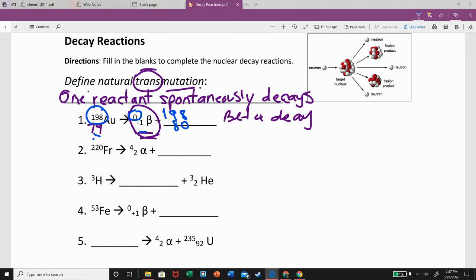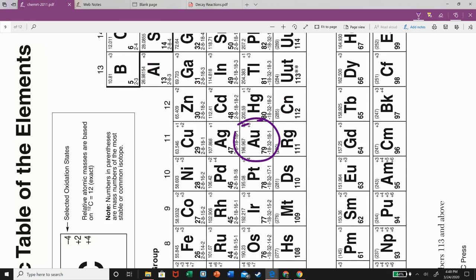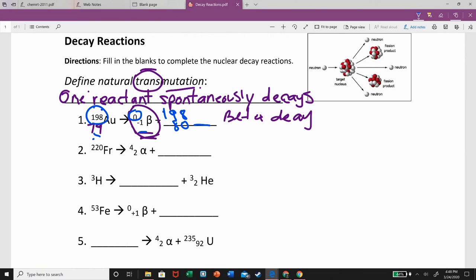All I have left to do is figure out what symbol this is. What element does gold transmutate into spontaneously? So then I need to go to my periodic table and I need to find atomic number 80, which is right here, mercury, Hg. So now I'm just going to copy that symbol, Hg. And I'm not going to copy down the mass from the periodic table, just the symbol.